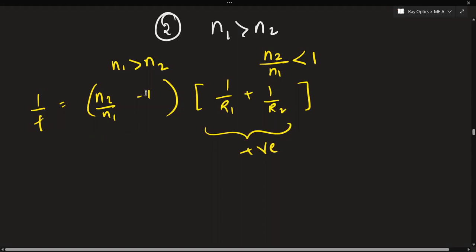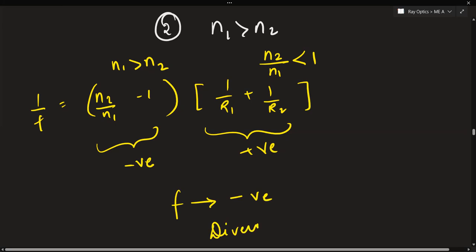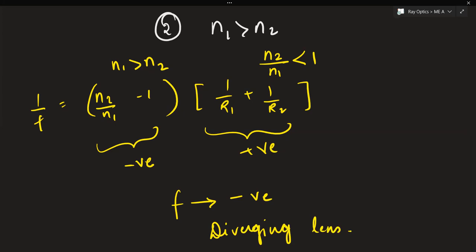It's like you're subtracting 1 from 0.5. So you'll always get minus 0.5. Right? 0.3 minus 1, 5 minus 1. All these numbers which are less than 1, any number that is less than 1, if you subtract 1 from it, you will get this as negative. If this is negative, negative multiplied by positive, focal length will be negative. It means the lens behaves as a diverging lens. So your convex lens will behave as a diverging lens.